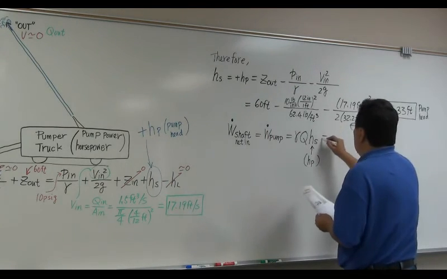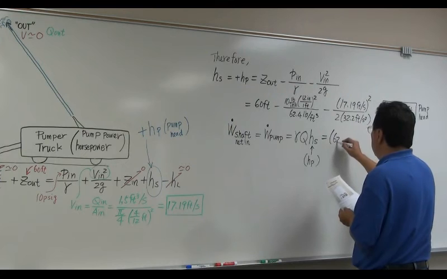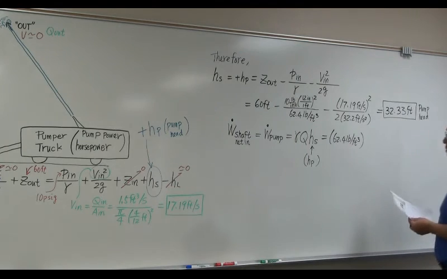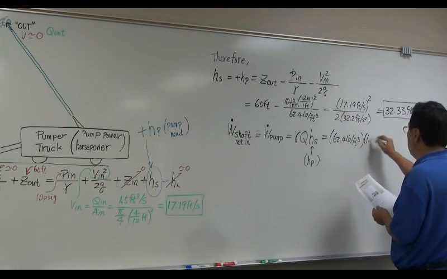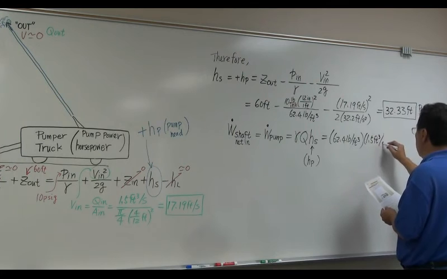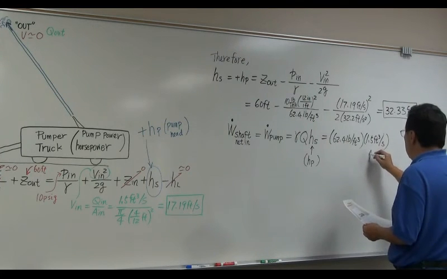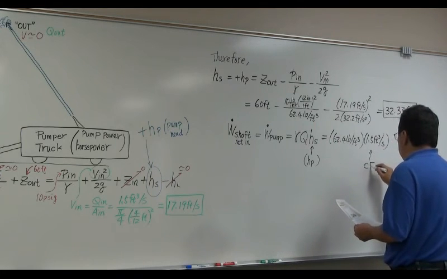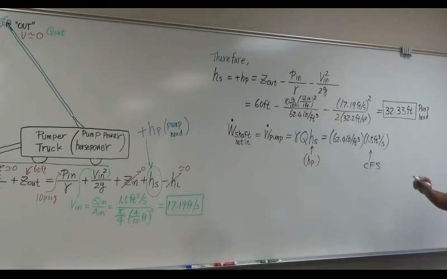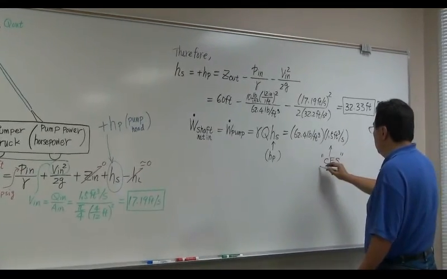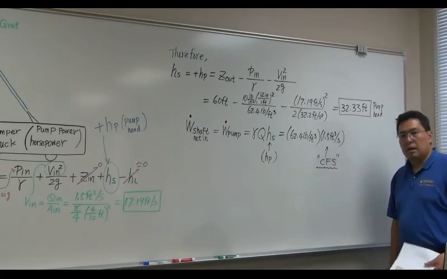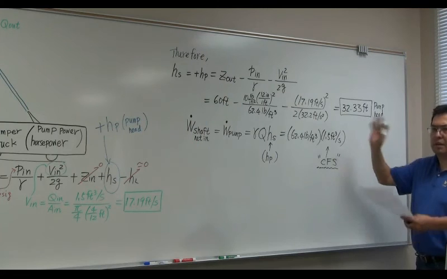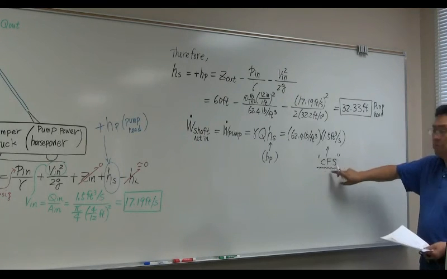Okay, so gamma is 62.4 pounds per cubic foot. This is the specific weight of water. Q is the flow rate, given as 1.5 cubic feet per second. By the way, this is CFS, cubic foot per second, CFS. So keep that in mind. Sometimes I specify 1.5 CFS. Please don't ask the question, what is CFS, in the exam, because I'm not going to tell you. This is cubic foot per second. Okay.